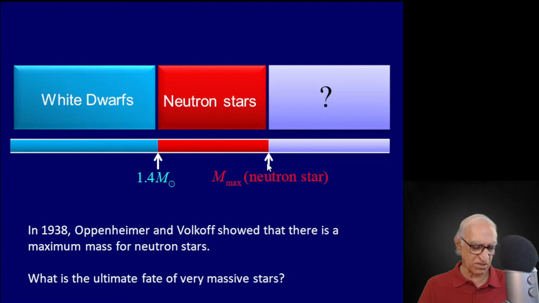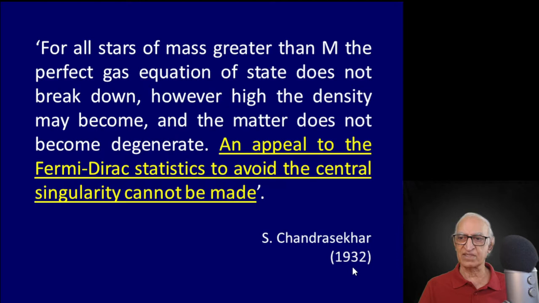What will be the ultimate fate of very massive stars, which cannot end up either as white dwarfs or neutron stars? So what is this question mark? This was the question raised by Oppenheimer and Volkoff in 1938. In a sense, that question had been answered already 6 years earlier by Chandrasekhar in his famous paper of 1932. And I referred to this paper before.